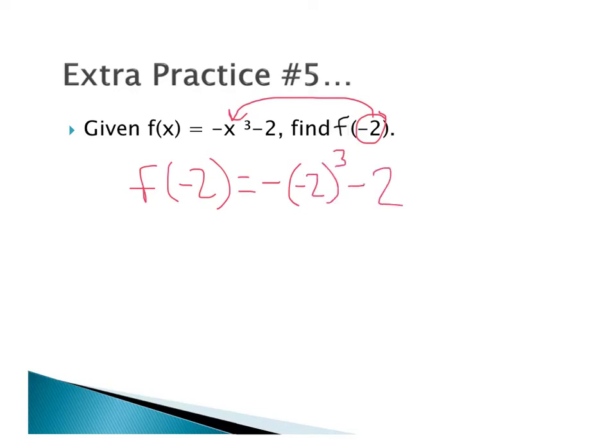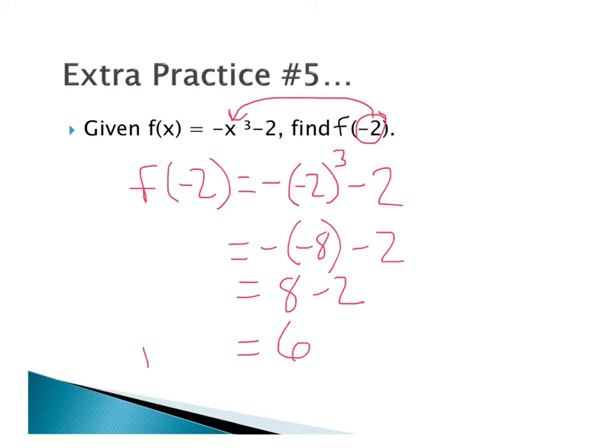All right, our order of operations is very, very important in this one. Well, negative 2, there's nothing to do inside there, so we go right to our exponent, right to that cubed. Negative 2 cubed, that's like negative 2 times negative 2 times negative 2. So negative 2 times negative 2 is positive 4, times negative 2 is negative 8. So I have negative, and then negative 8 in parentheses, minus 2. Well, negative negative makes it positive 8 minus 2, and that gives us 6. So f of negative 2 is positive 6.